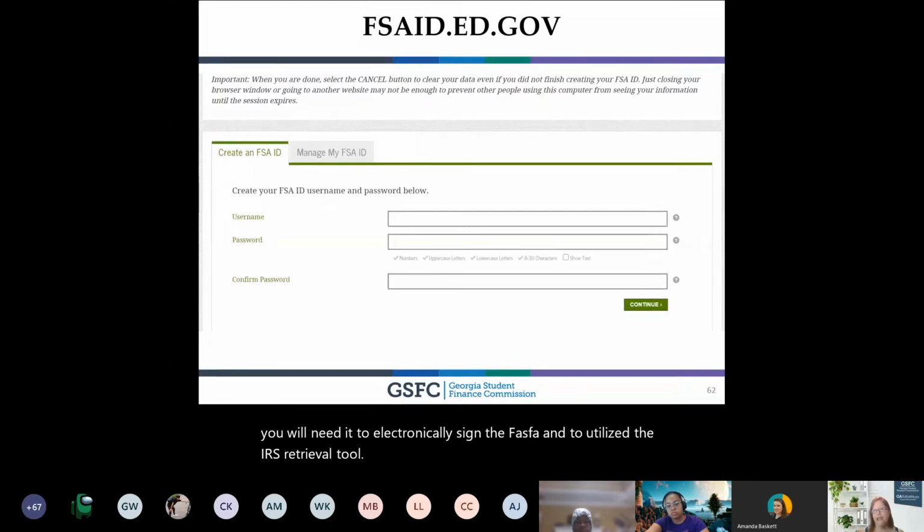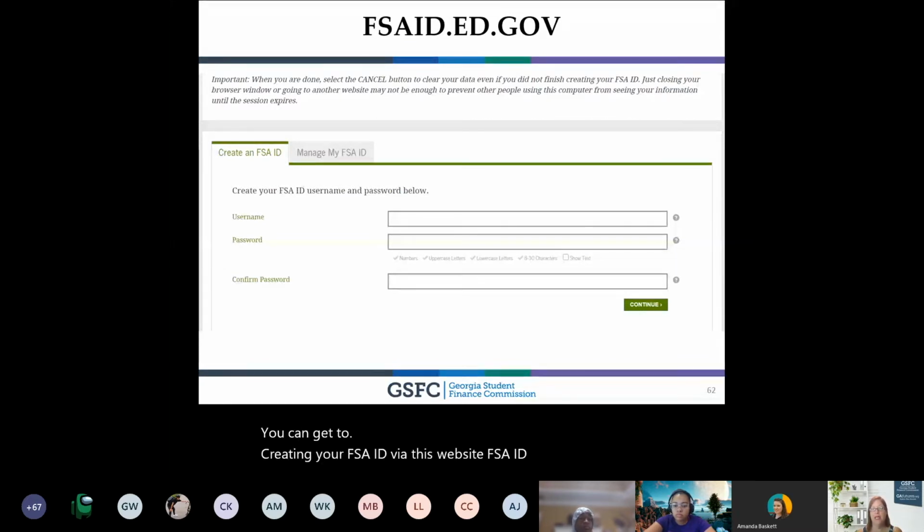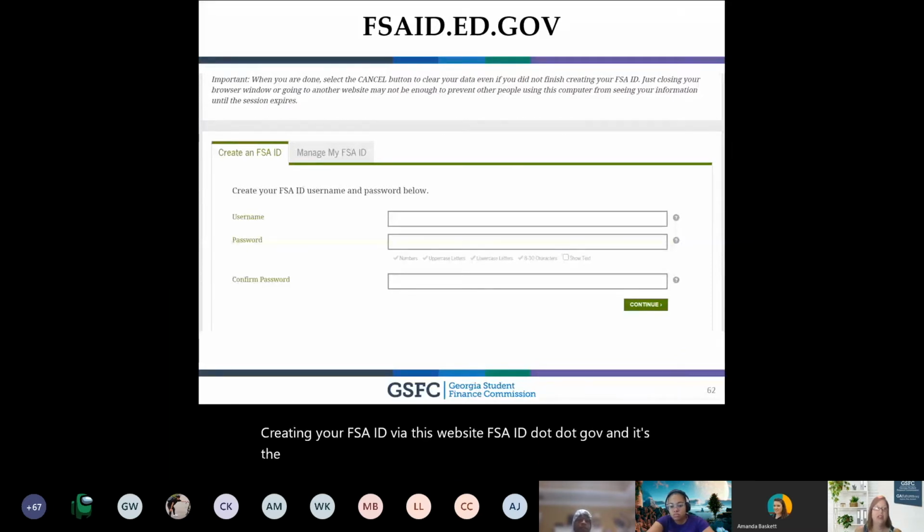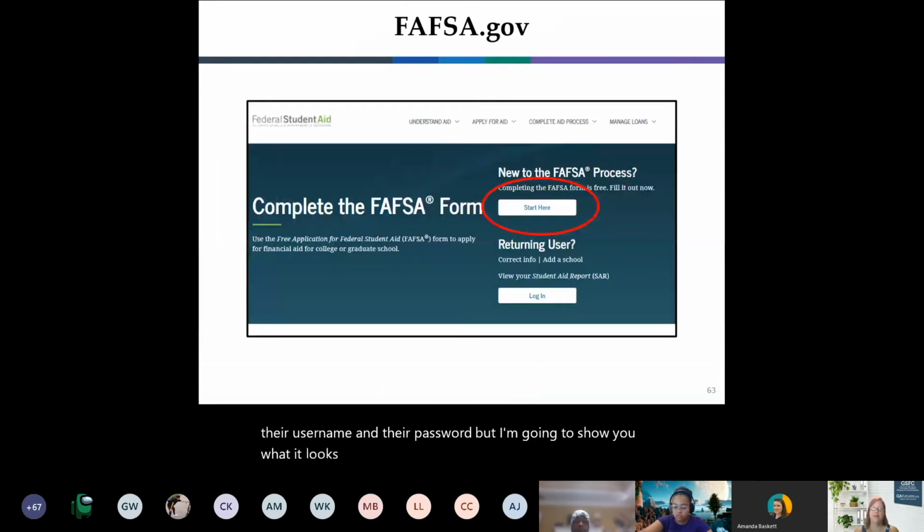You can get to creating your FSA ID via this website, fsaid.ed.gov, and it's the same method, just a different look. A lot of times I just send parents to this website, fsaid.ed.gov, and they're able to create their username and their password. But I'm going to show you what it looks like going straight through FAFSA.gov, which most students do.